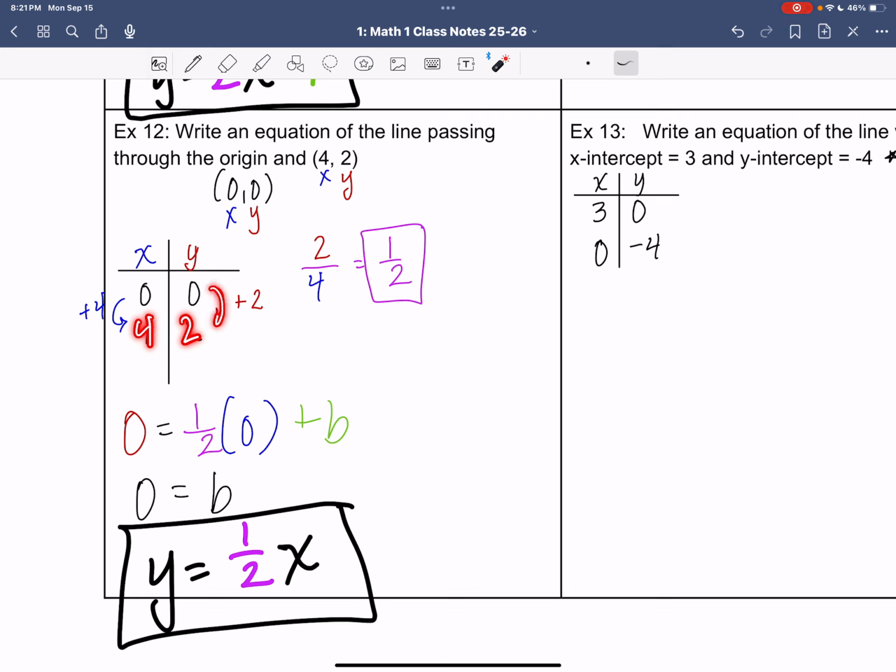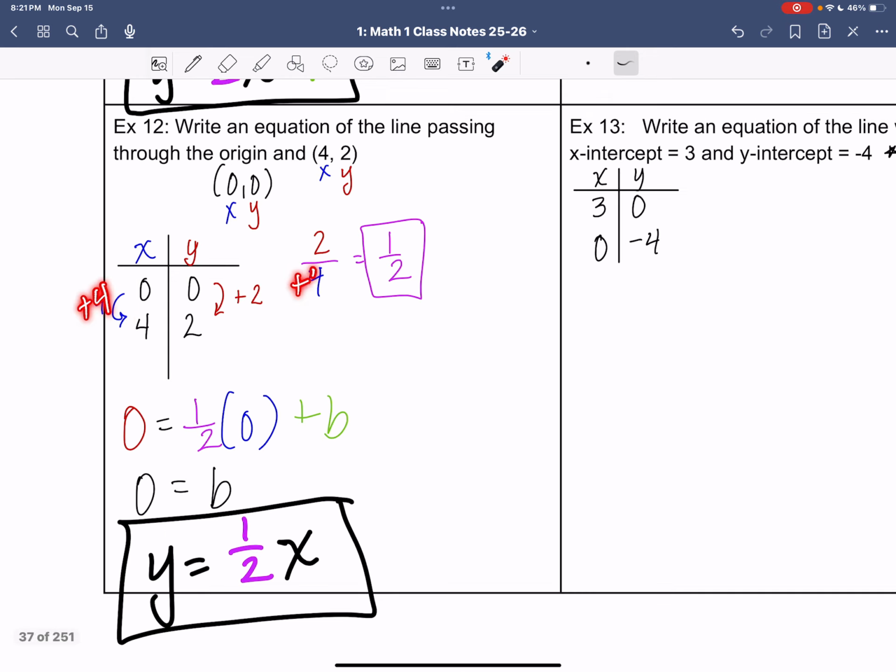Now, to get from 0 to 2, I'm increasing by 2, and that's your numerator for your y. And then for your x, I'm increasing by 4. That's your denominator for your x. I make it a fraction, and 2/4 simplifies to 1/2. So now we have our slope. Now that we have our slope, you can pick either ordered pair. You can do that one or that one. I'm going to pick this one because this is easier.